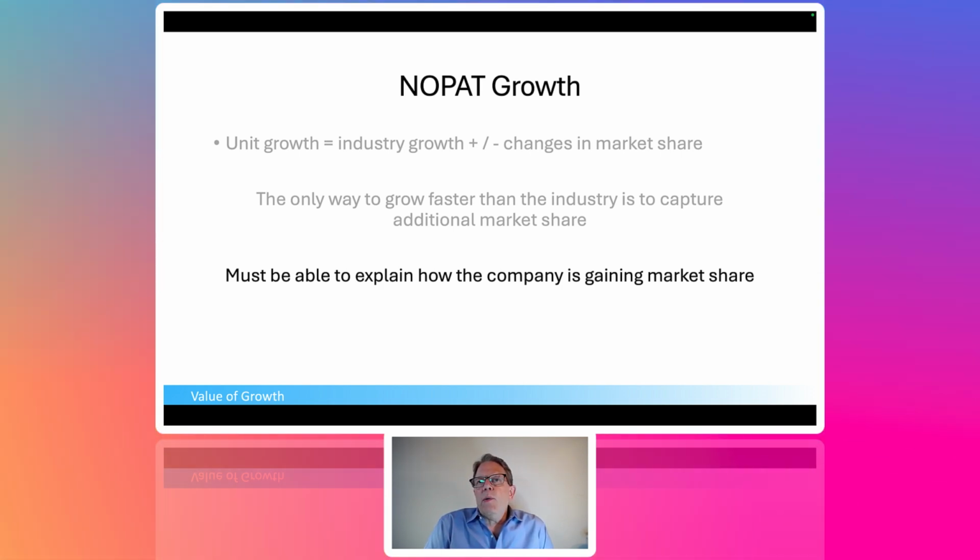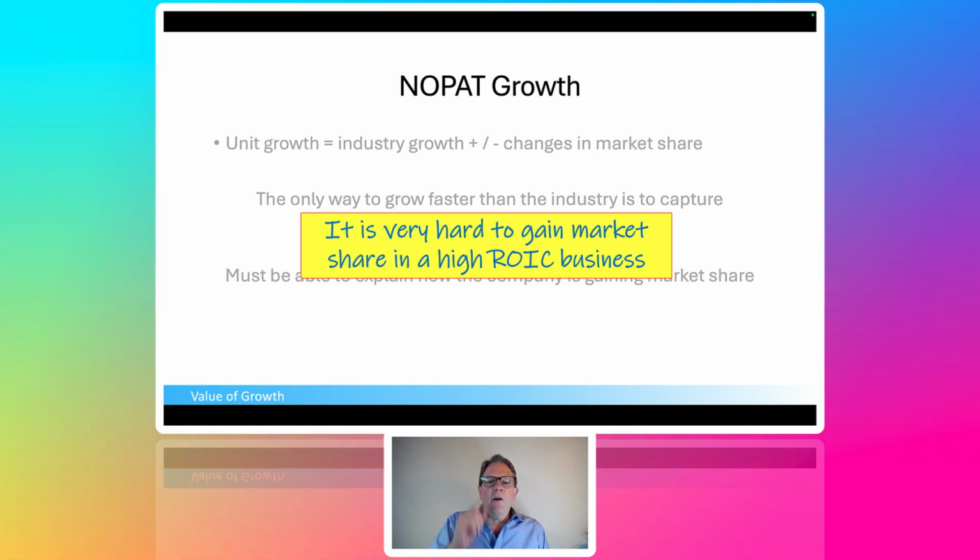I think it's really important for the investment analyst to be able to explain how the company is gaining market share. And the subtleties here are not insignificant. It's very hard to gain market share in a high return business. Why? Customer captivity. That's simple. High return businesses have customer captivity by definition. That's what makes them high return businesses. So if that industry is going to maintain its high returns on capital, it has to maintain its customer captivity. And customer captivity is the opposite of market share gains.